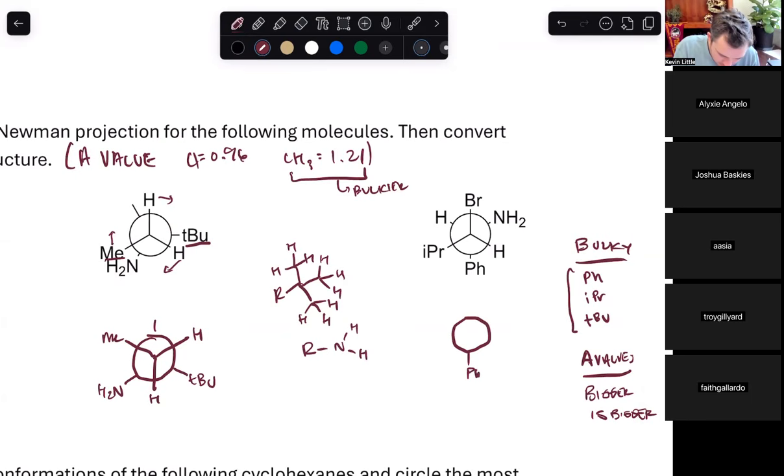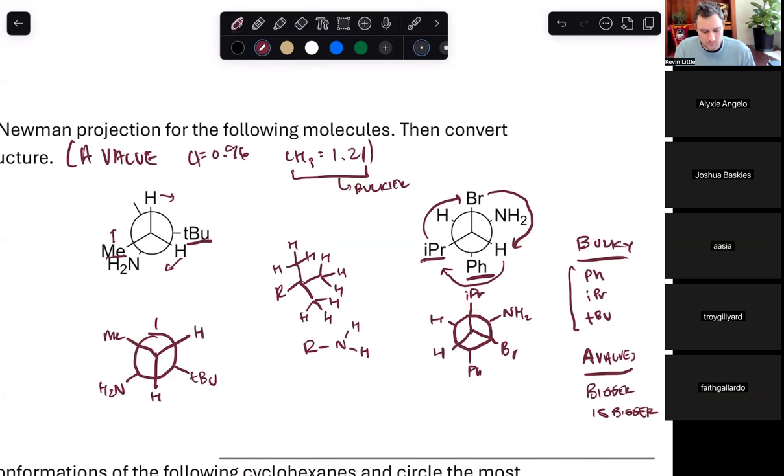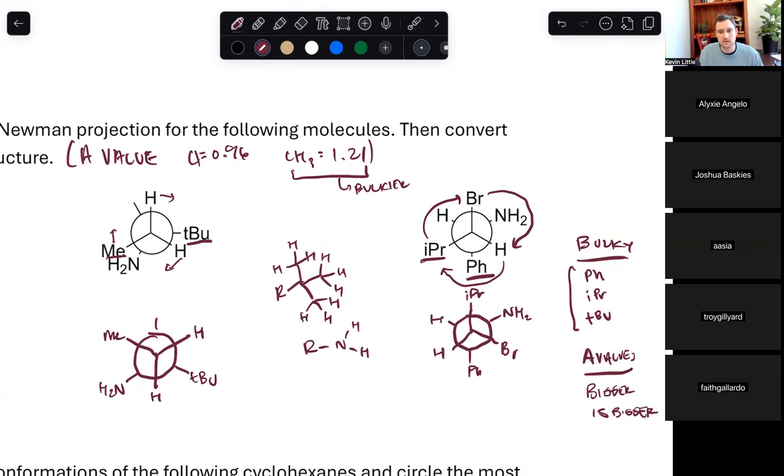So I'm going to keep the back carbon the same. And I recognize that phenyl and isopropyl are the biggest things on each carbon. So I want to move that phenyl to be opposite of the isopropyl, or the isopropyl will be opposite of the phenyl. That means the bromine's going to rotate down here. The hydrogen's going to rotate where the isopropyl was. You'd go through the same process if I gave you A values. You would just know that the two biggest A values had to be anti to each other.